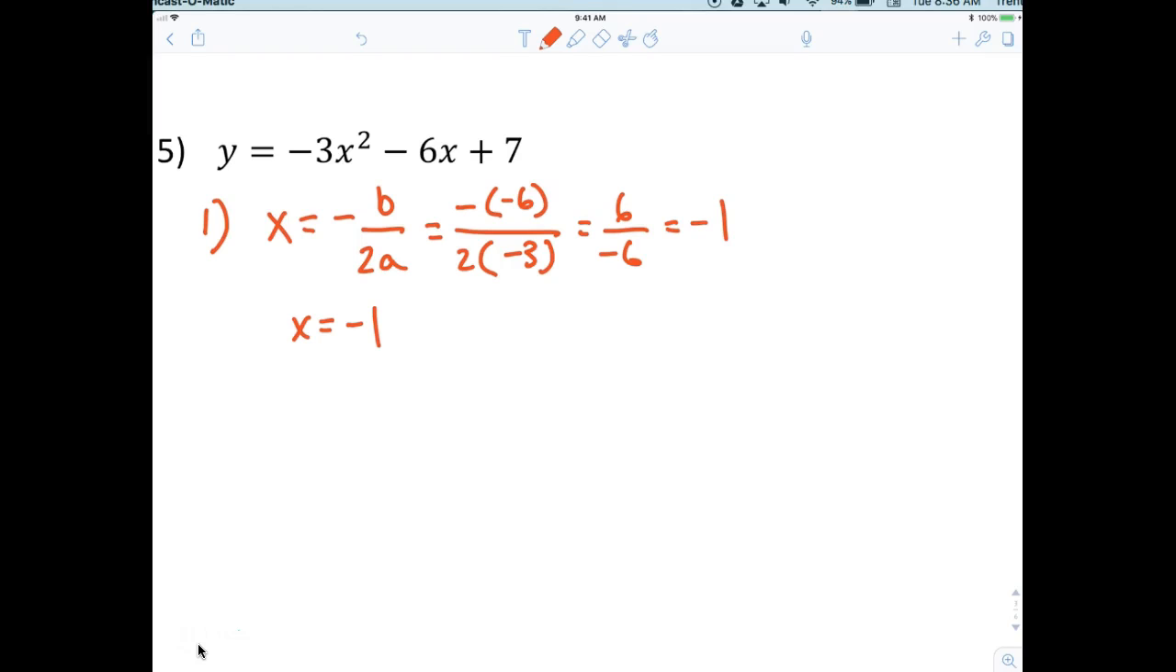Any issues? When you plugged 6 in for B, why did you put an extra negative outside? There isn't an extra negative. Look up. This negative corresponds to the negative in the formula. Oh, so you have to. B, listen.